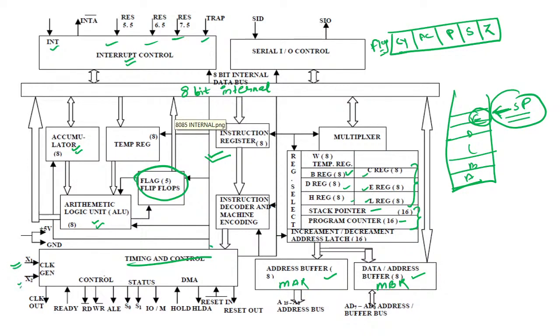Okay, then we have a clock out. Then we have a ready signal, read signal, write signal, address latch enable, S0, S1. They will tell you the status, IO and memory. Hold and HLDA are used for DMA. Okay, hold signal and HLDA signal are used for the DMA. Then reset in, reset out.